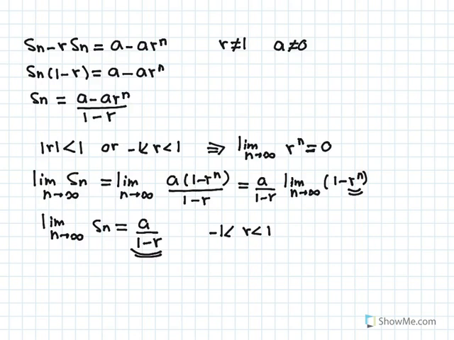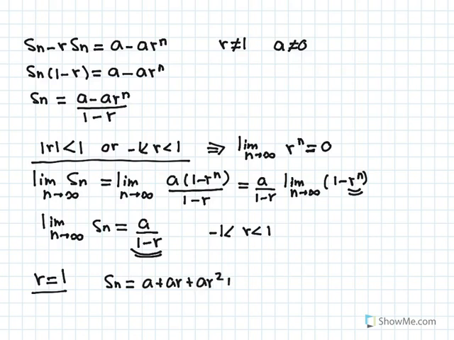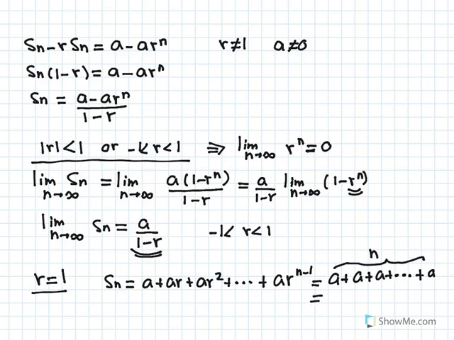Now let's consider r equals 1. So r equals 1, we get Sn, the nth partial sum, which is a plus ar plus ar squared plus all the way to ar to the n minus 1. Well, because the common ratio is just 1, we get a plus a plus a. And the very last term, of course, is also a. And there are going to be n of these. So the result is na.